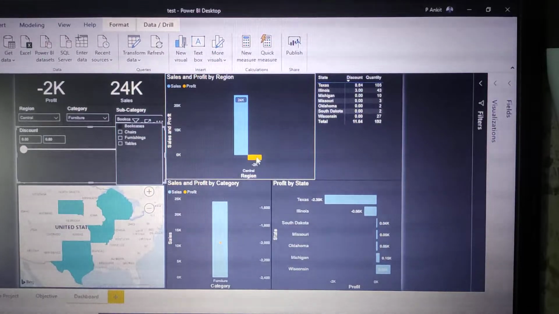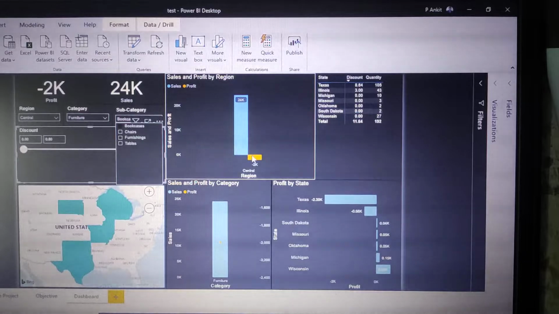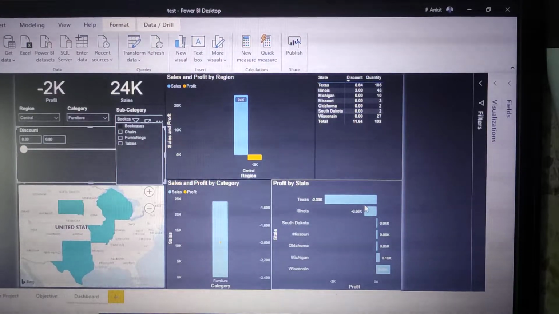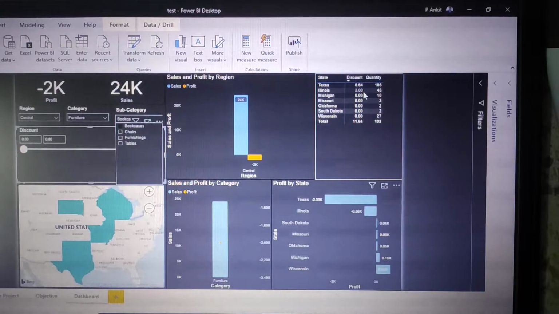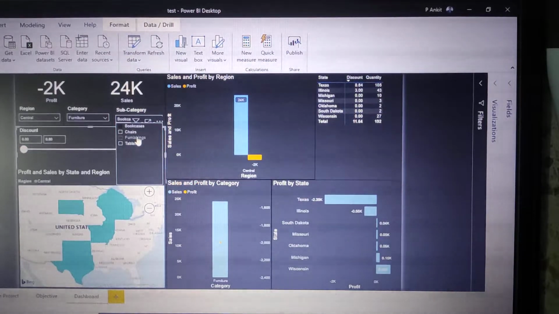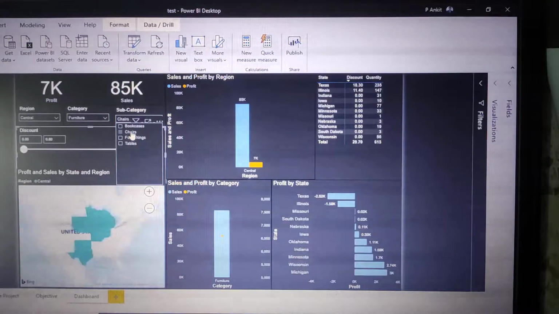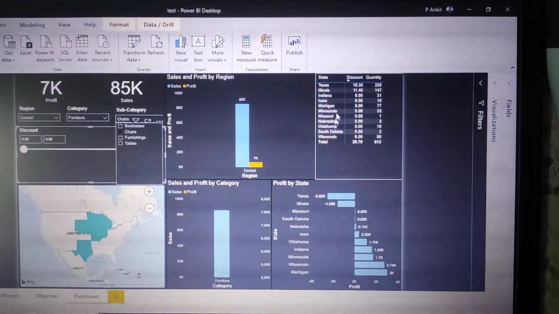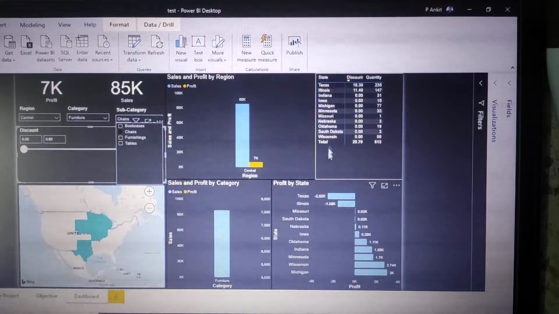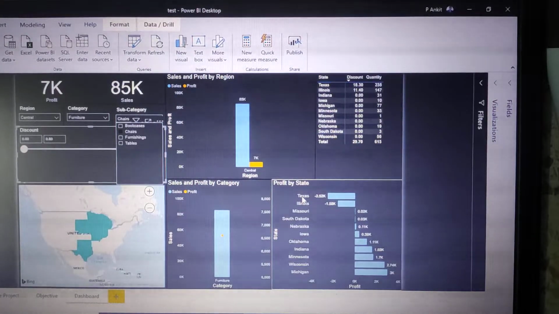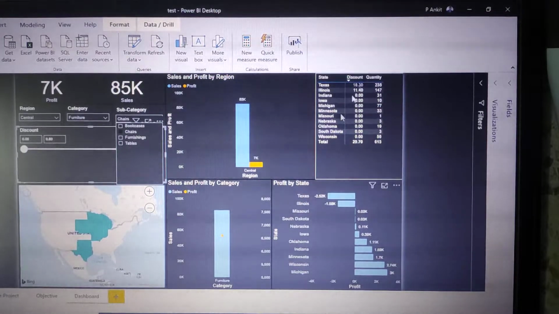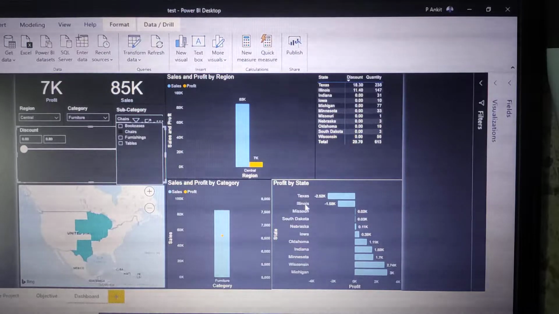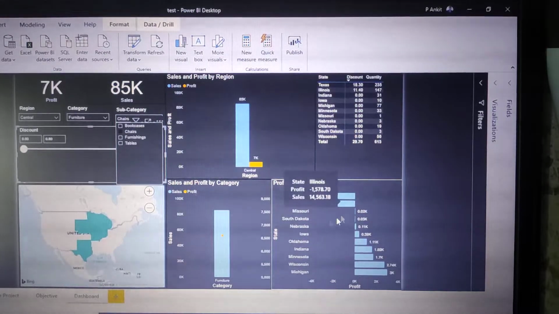In bookcases we also have a negative profit, as we can see in Texas and Illinois, with discounts of 8% and 3%. Now let's see chairs. In chairs we have an overall profit of 7k, but the profit is negative for Texas as well as for Illinois.